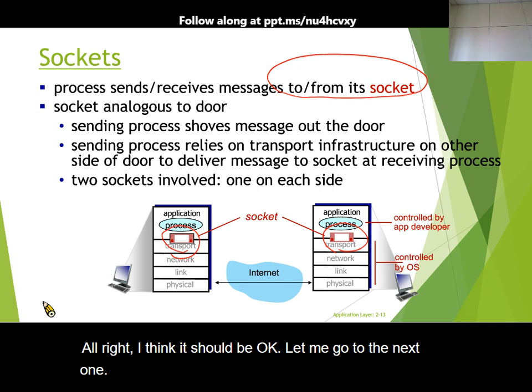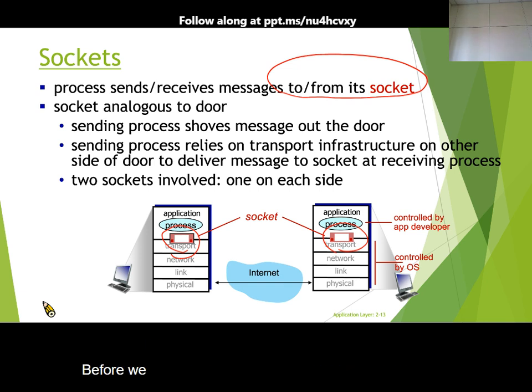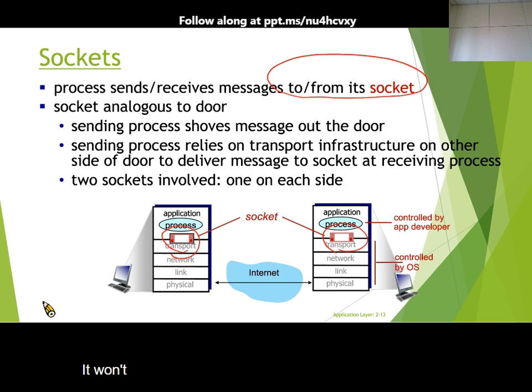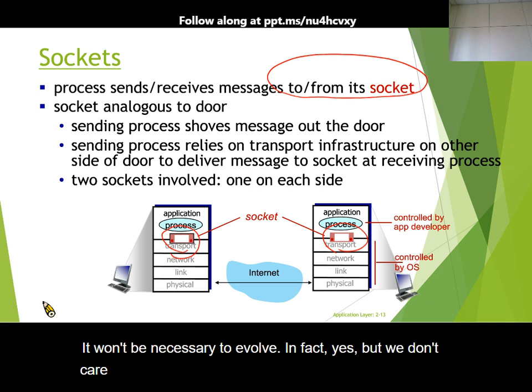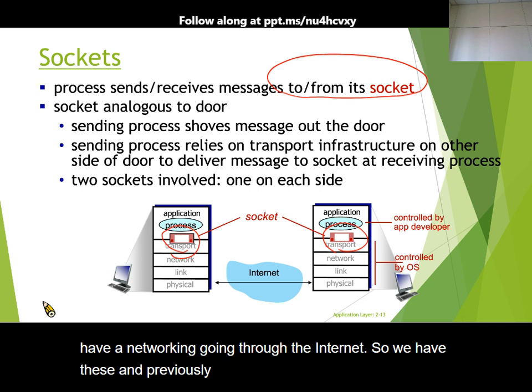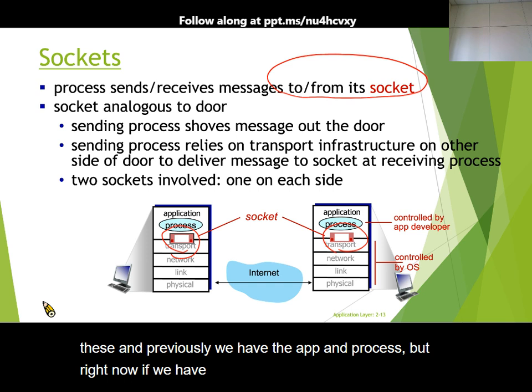Before we go, sure. We have the circuit, and previously we don't have the inter-process communication. So it won't be necessary to involve. In fact, yes, but we don't care about the circuit here because right now we want to have a networking going through the internet. So we have this. And previously we have the app and process. But right now, if we have something else, I emphasize still controlled by OS.